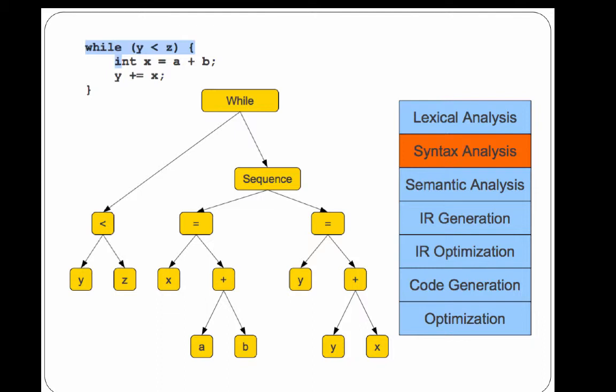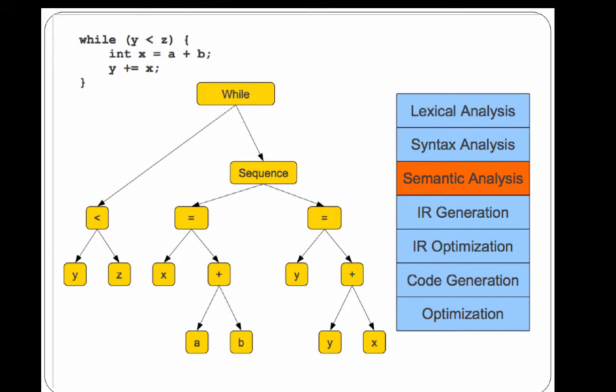The most significant structure here is a while loop, and it shows that the while loop is made up of two things: a condition, and a sequence of statements inside the body of the while loop. The thing on the left is the condition showing that y is less than z, and the thing on the right is a sequence of statements, each of them being assignment statements. From this structure, the result of syntax analysis, the compiler would move on to semantic analysis.